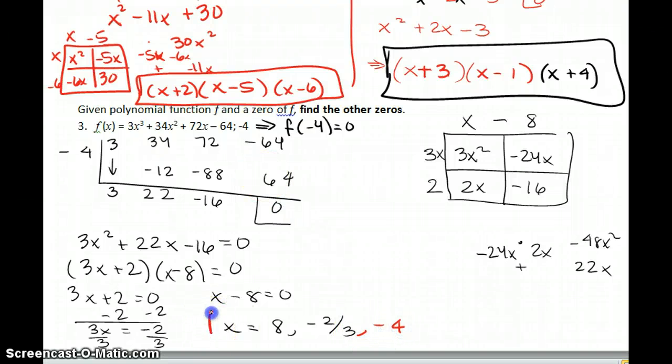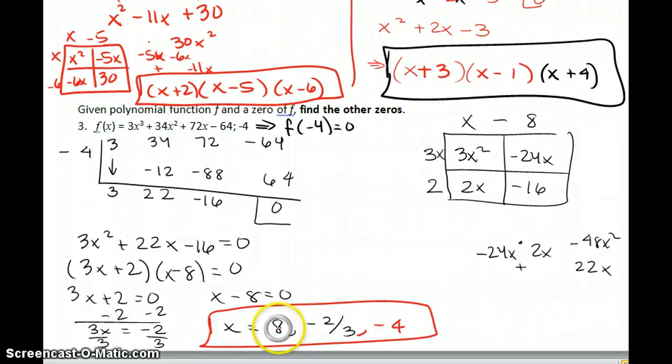What this means is, A, we've solved it, and B, that if I were to plug 8 back into this equation, I should get 0. Don't believe me? You can use synthetic substitution if you wanted to, but I know you believe me because you don't feel like doing it. And you will get a 0, just like when we plugged in -4 here. If you were to plug in 8 using synthetic division, or -2/3 using synthetic division, you would and will get a 0.